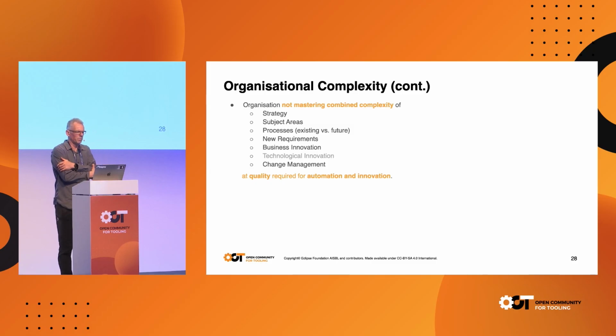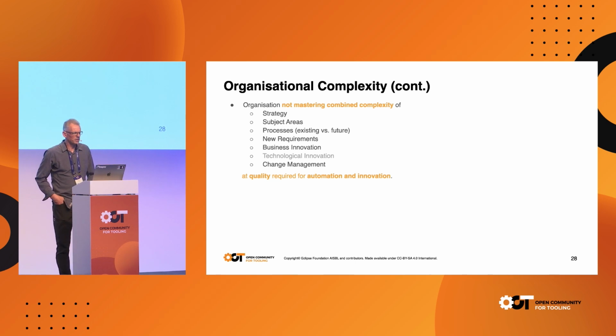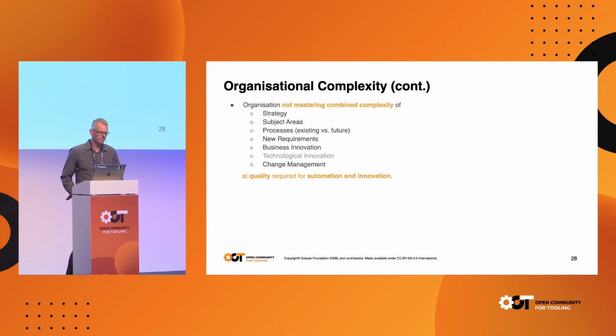Organizations do not master their own complexity at levels that would be required for automation and innovation, because there are so many aspects. First of all, they have to digest the strategy that comes from above. They have to master the subject areas and have to formalize those somehow. There are processes like the ones that they have now, the ones that should be there tomorrow. There are new requirements. They should do business innovation, which, by the way, is extremely hard and a huge challenge for those people. The technology innovation, that's usually the responsibility of the tech partner. And they should do change management, which also is a big problem.